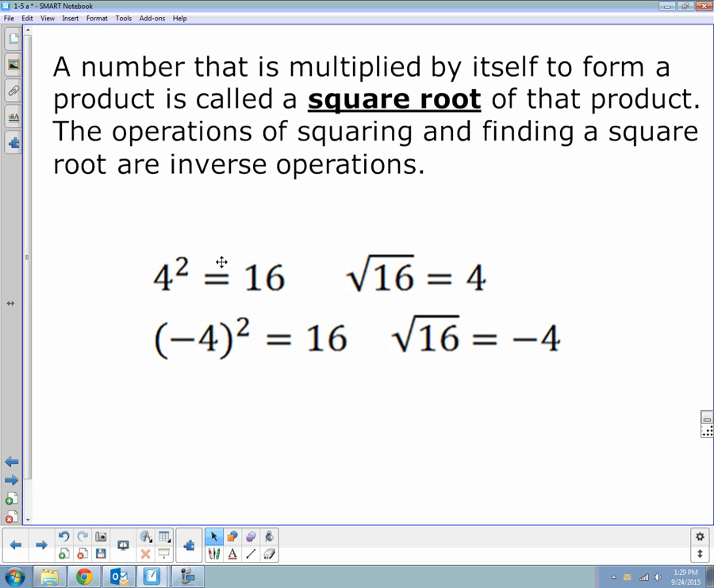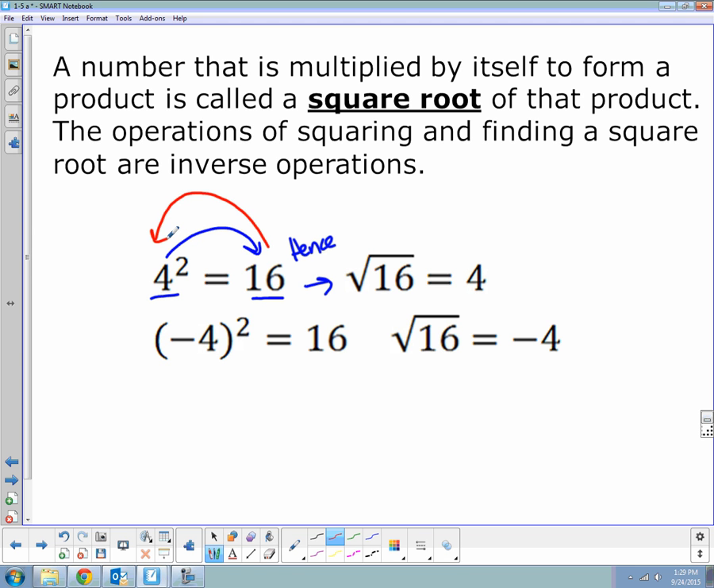All right, so 4 squared is 16. 4 times 4 is 16. Since 4 squared equals 16, hence the square root of 16 equals 4. So it works like this: 4 squared equals 16, and it works like this: square root of 16 equals 4. It's just the inverse, the opposite. It's saying that since 4 times 4 equals 16, the square root of 16 is 4.